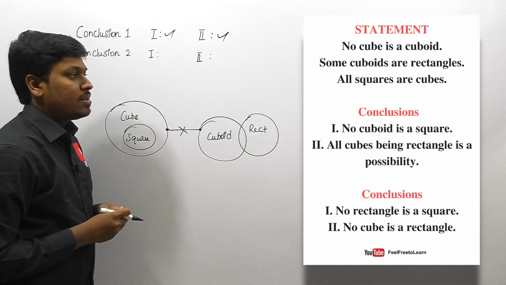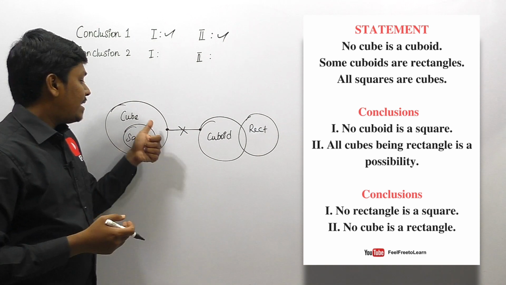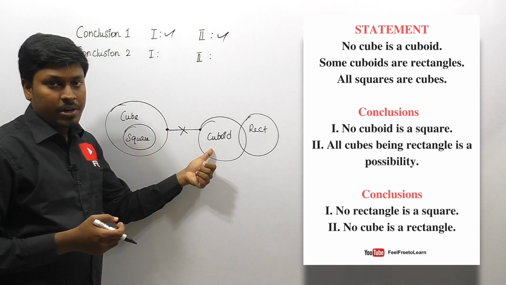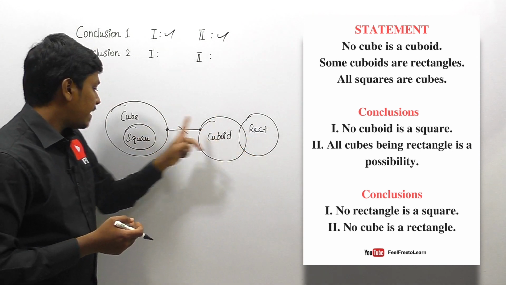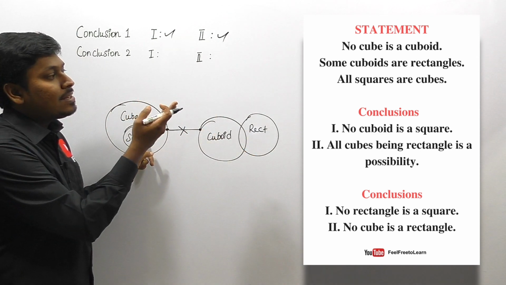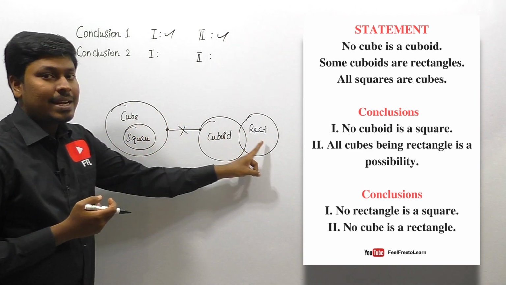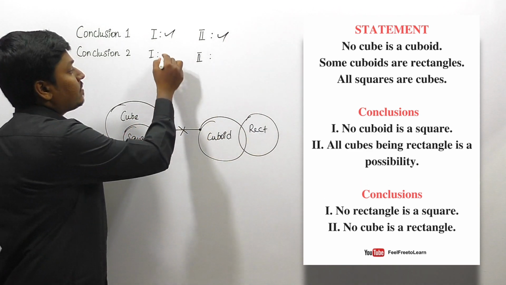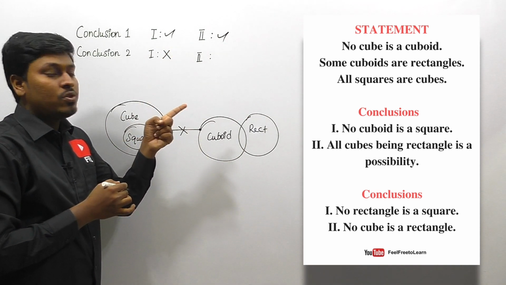Second set of conclusions: no rectangle is a square. So friends, just now I told you there is no connection between cube and cuboid, but we can connect rectangle to cube and also rectangle to square. They are saying that no rectangle is square, but we can't say that. There is a connection between rectangle and square. So conclusion 1 does not follow. Similarly, the second conclusion is no cube is rectangle.